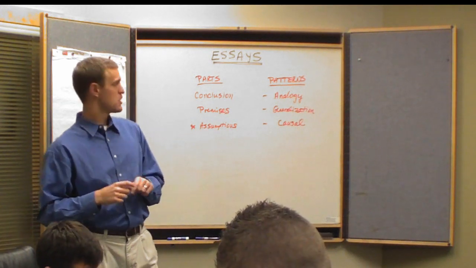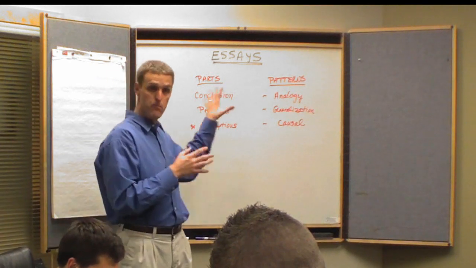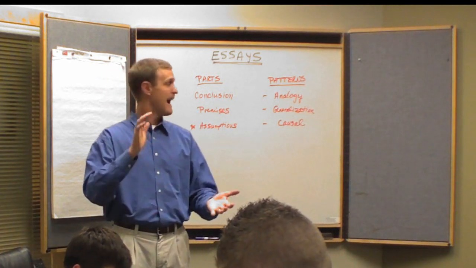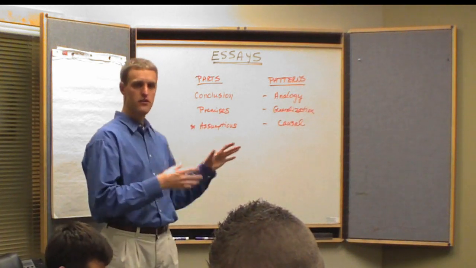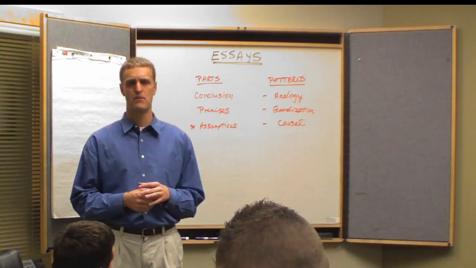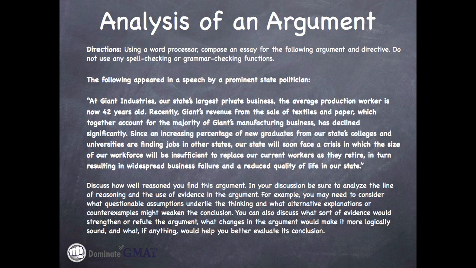And so essentially what we're trying to do is exactly what we do in critical reasoning. Identify the parts of the argument, break them out and say, hey, I see a bad analogy here. I see a bad generalization here. There's a poor causal argument. Here's what the author is assuming, and here's why it may not be a good idea to assume that. And when we look at the directions again, that's exactly what it's saying, right? In your discussion, be sure to analyze the line of reasoning and the use of evidence in the argument. What does that mean? That means exactly what we just talked about.